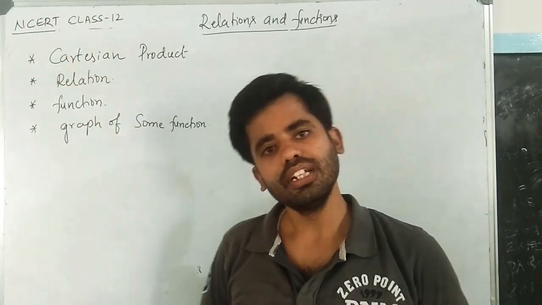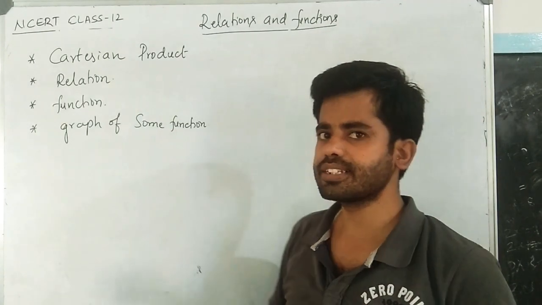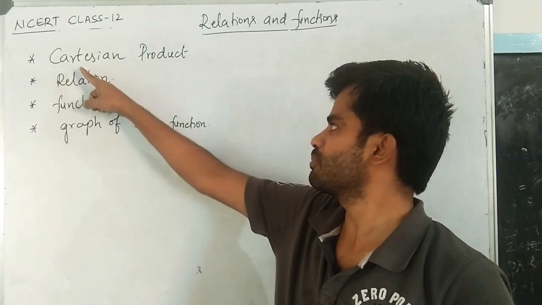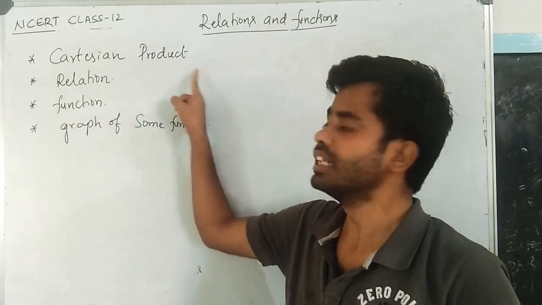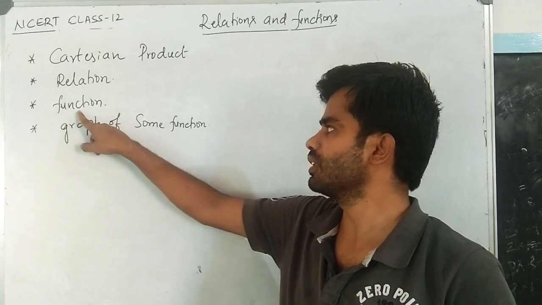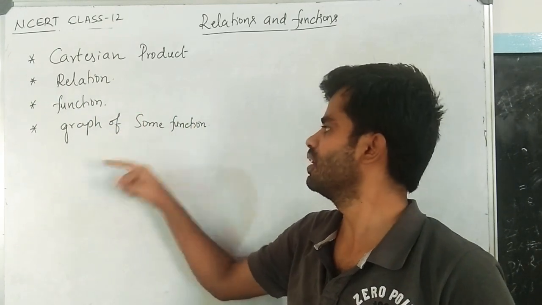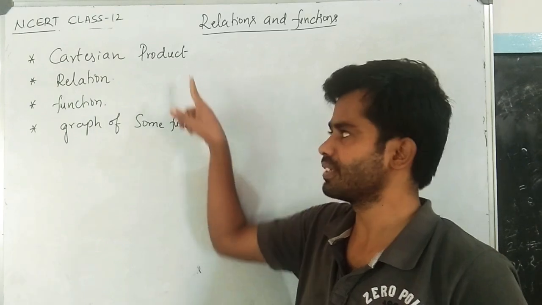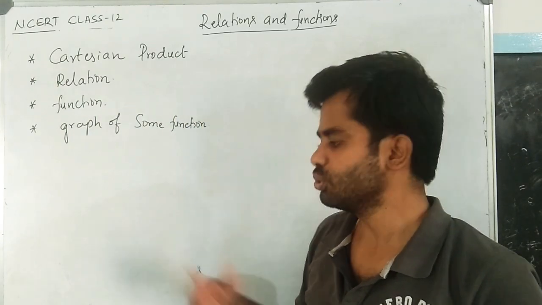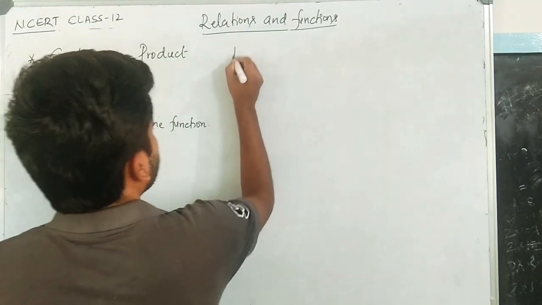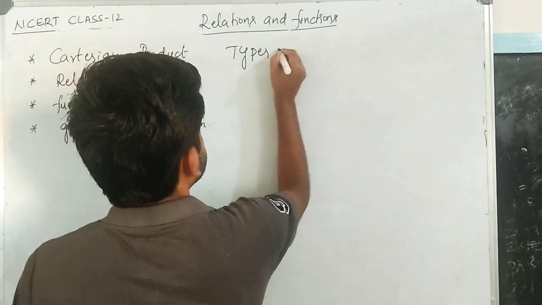Today I will discuss relations and functions, which come under NCERT class 12th. In the last year, that is class 11, we learned about these four things: Cartesian product, relation definition and some examples, function definition and some examples, and graphs of some functions. Today we are going to extend that, that is, types of relations.